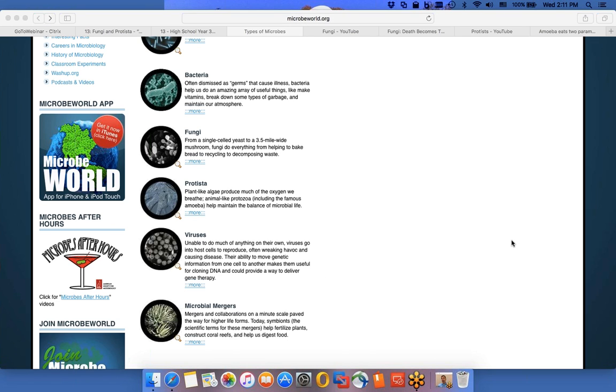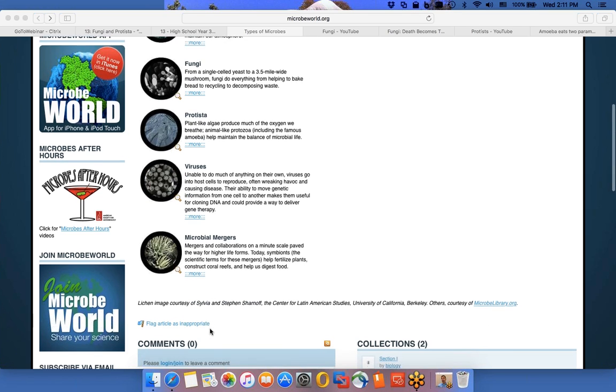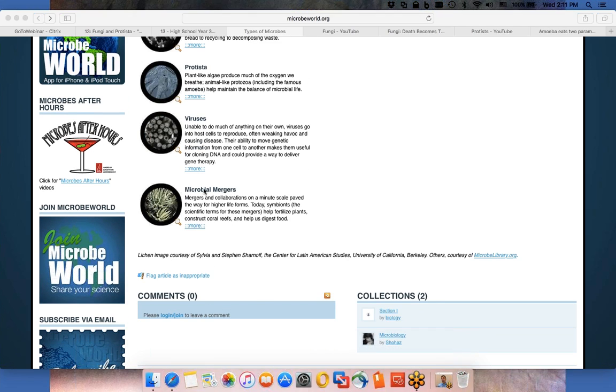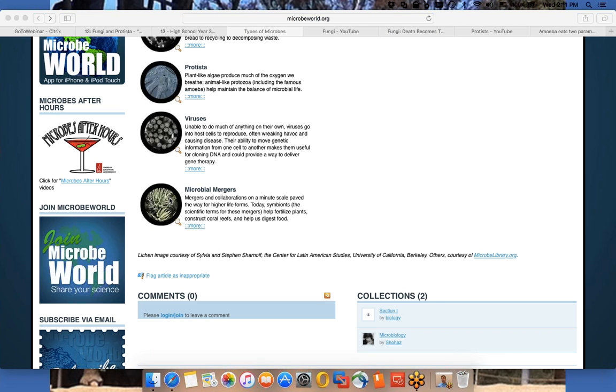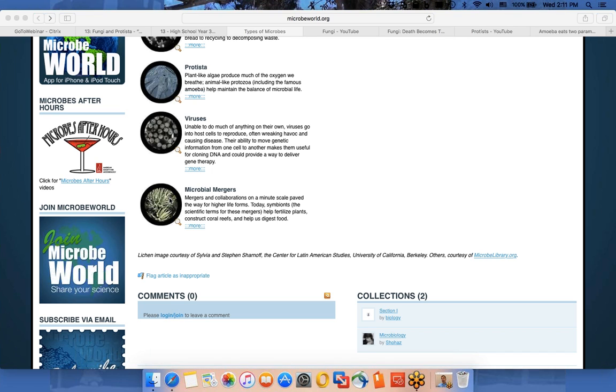And then we have these microbial mergers. So this is one of the few sites where I heard this classification of microbial mergers. And it's not that they are special types of microorganisms. This is basically saying that there are 2 types of organisms that join together in order to do something together. So it's more of a symbiotic relationship.